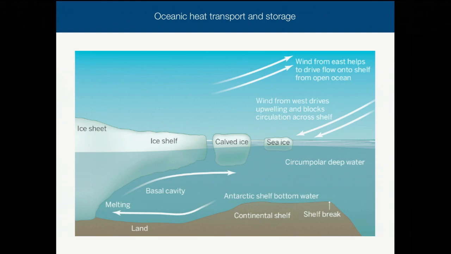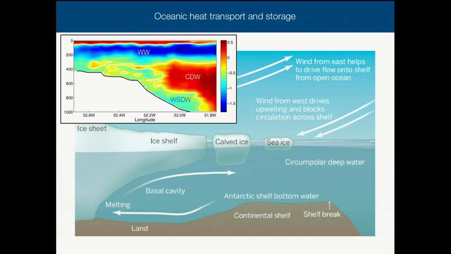And so the ability for that warm water to get onto the shelf and then circulate under the ice determines where that melting happens and how strong that melting actually is. Okay? And I actually show a picture here of what a typical temperature structure looks like. So these are from some observations that I'll show you in a minute. This here is depth. This is distance offshore or longitude. Here's your continental shelf, the shelf break, and the slope.